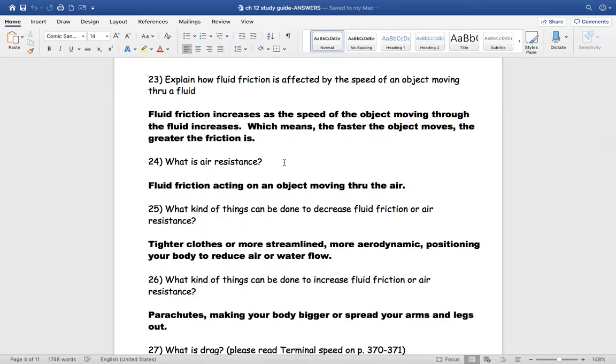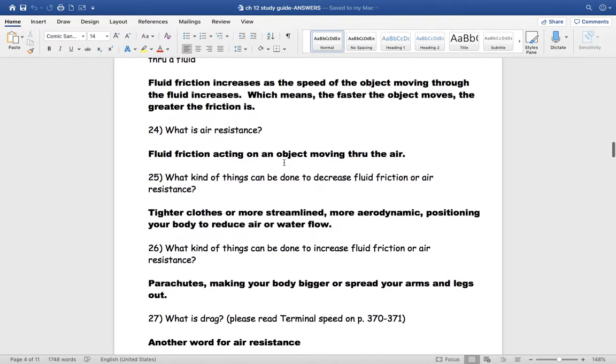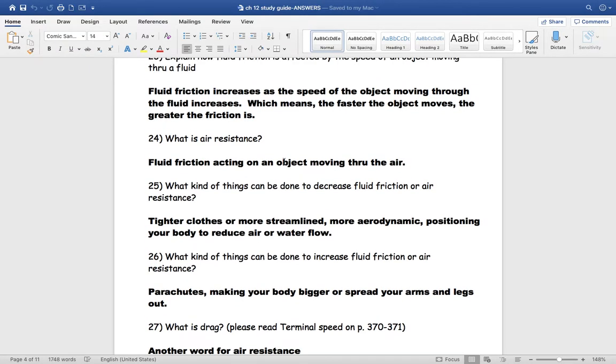23, explain how fluid friction is affected by the speed of an object moving through a fluid. Fluid friction increases as the speed of the object moving through the fluid increases, which means the faster the object moves, the greater the friction is. So, like if you're swimming and you go faster, you have to actually overcome more friction. If you go slower, you have to overcome less friction.